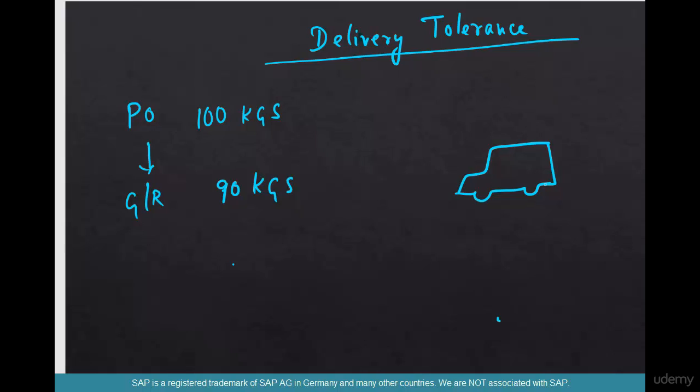So depending on the type of goods, we can say that, even if you deliver by a tolerance of 5% or 10%, it doesn't matter. That's fine. We'll deem the purchase order as complete. You don't need to deliver the remaining. And of course, the vendor is only going to charge for whatever he has delivered. He's not going to charge for 100 in this case. He's only going to charge for 90, which is fair, right?